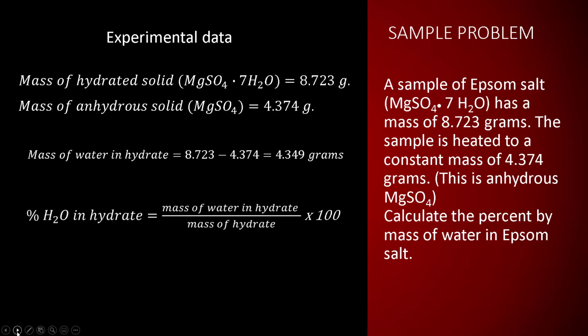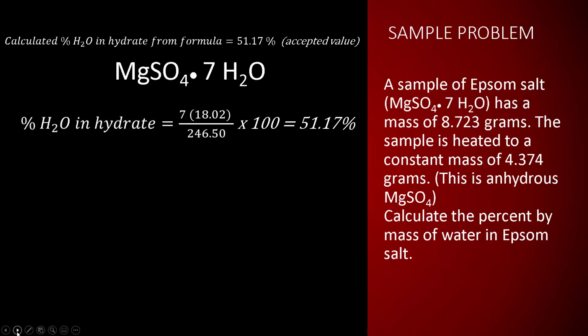Then we take this mass that's liberated from the hydrate and we divide it by the total mass of the hydrate, in this case 4.349 divided by 8.723. And from this we get a percentage of water of about 49.86%.